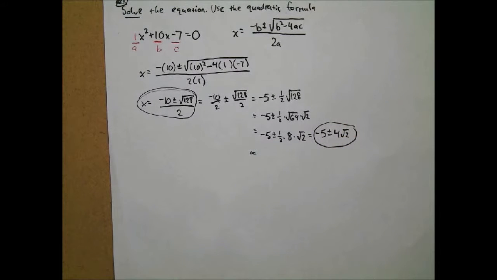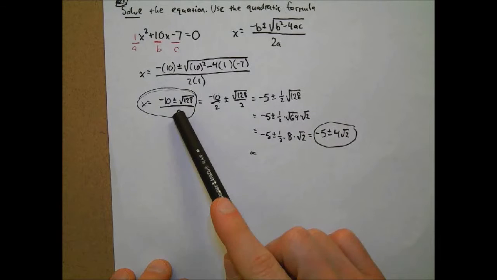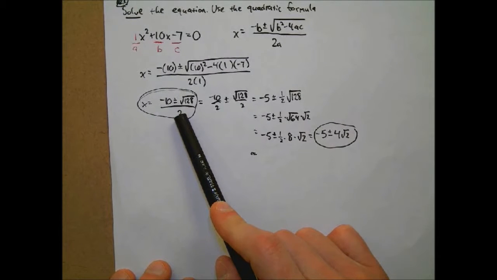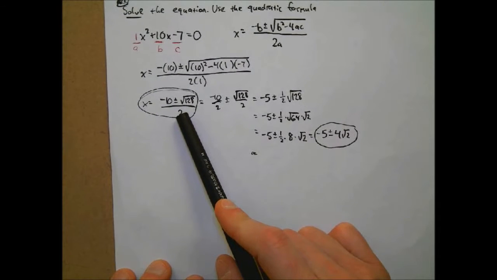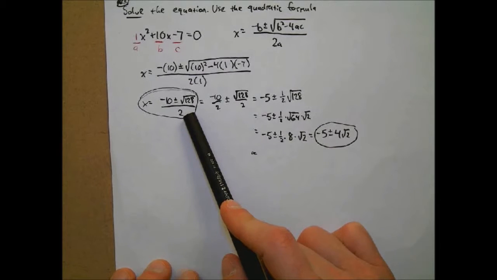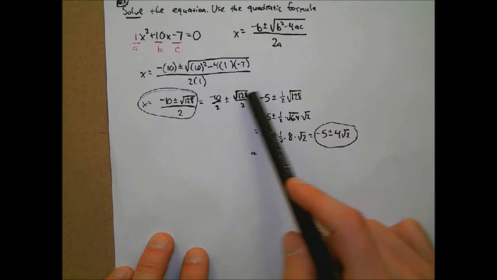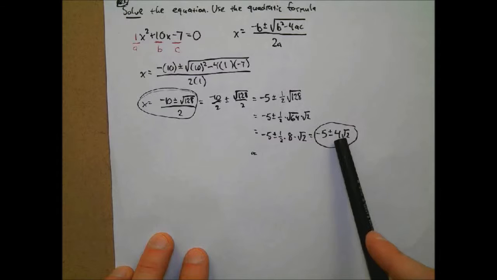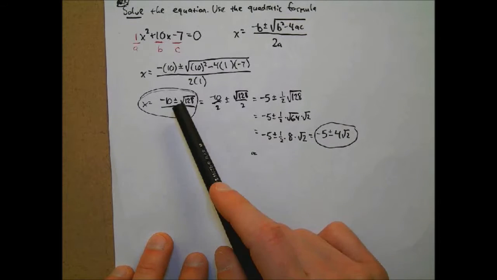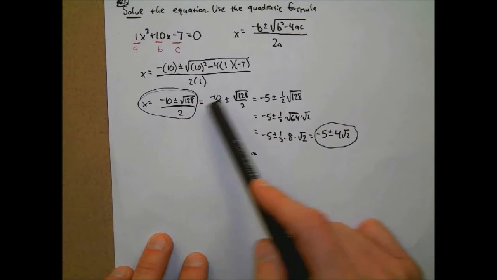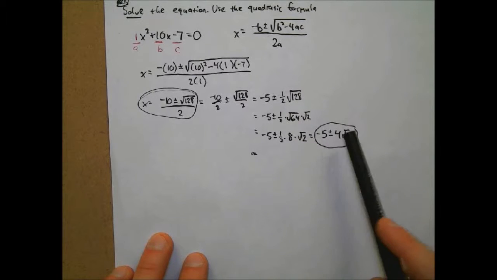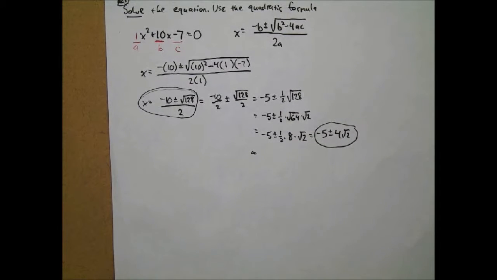Okay? If you can get to here, then you do not have a quadratic formula problem. You have an algebra simplification problem if you can't get to here. So if you can get to here, you don't have a quadratic formula problem. You have an algebra and simplification problem if you have trouble getting to here. Okay? So keep that in mind.